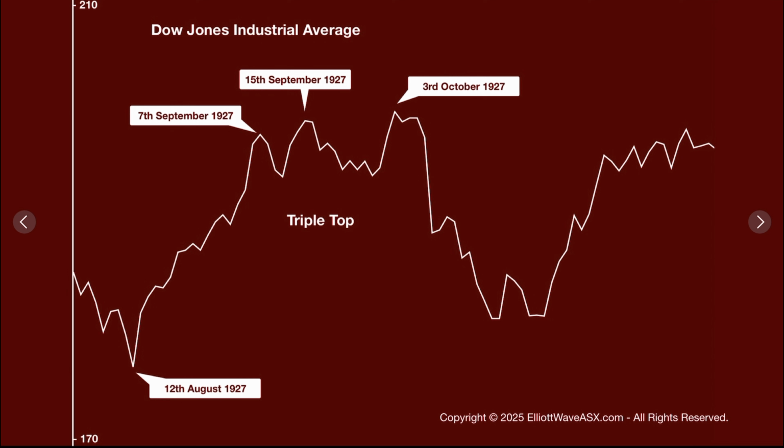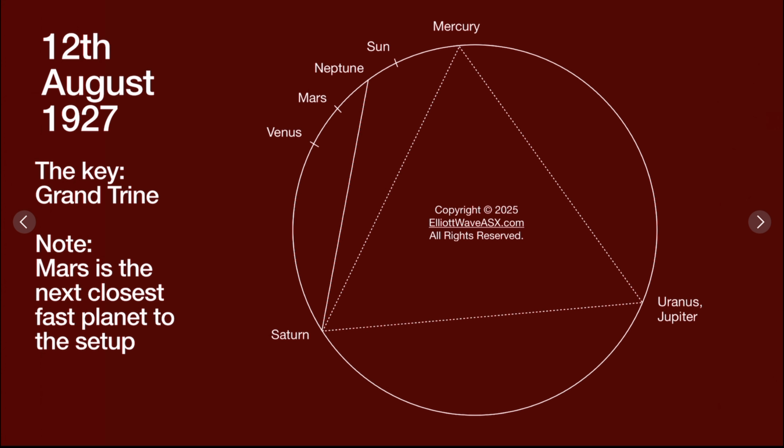Now back to the August 1927 low and the triple top timing. Looking at a schematic of the aspects at the initial low, there was a grand trine involving the larger planets, with a Uranus-Jupiter conjunction as well as a square aspect to Neptune. Because Saturn, Uranus and Jupiter are slow moving and stay in aspect for some time, Mercury, the faster moving planet in the setup, is the planet that's timing this for the low.